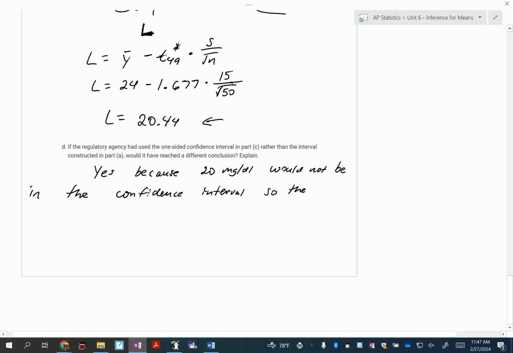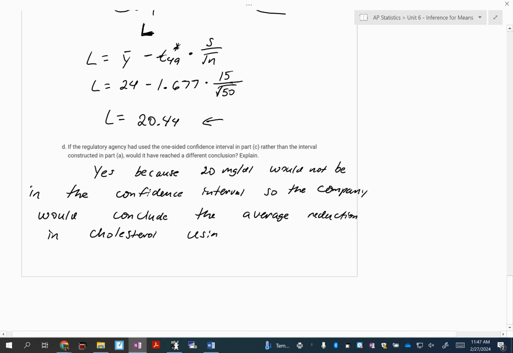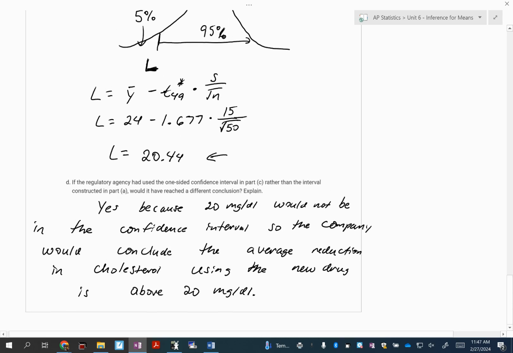So the company would conclude the average reduction in cholesterol using the new drug is above 20 milligrams per deciliter. All right, guys, so you can see that this was a lot longer, a lot more parts, a lot more thinking.